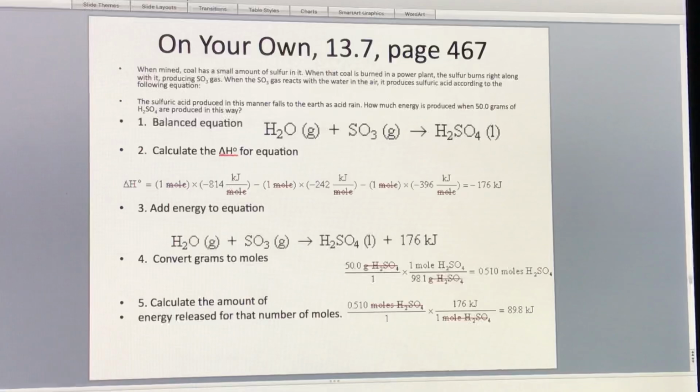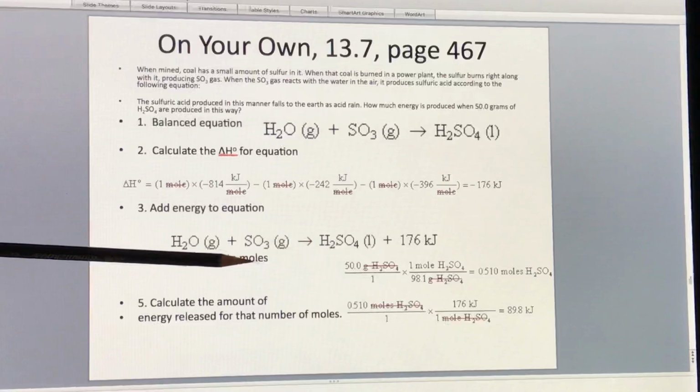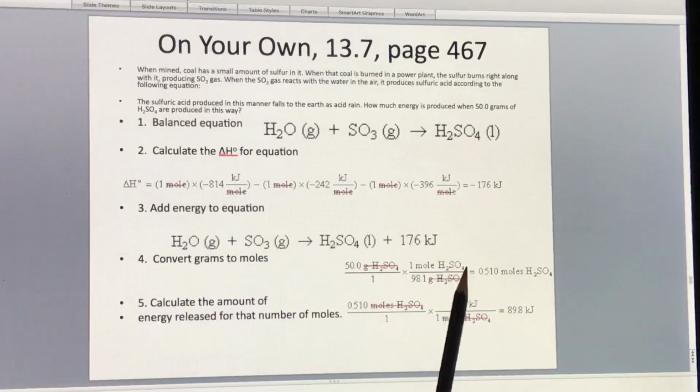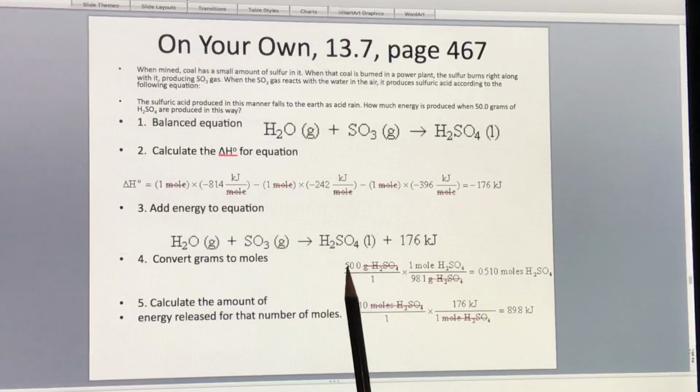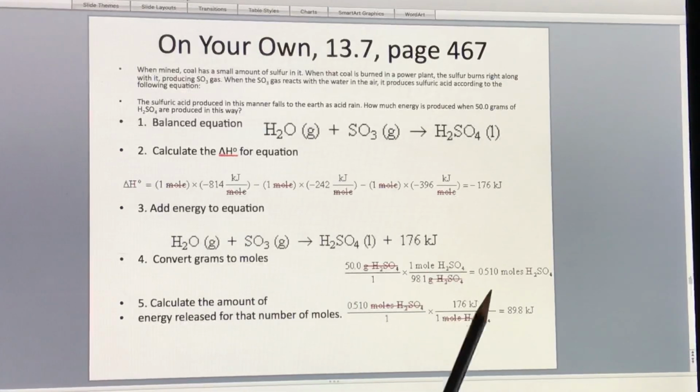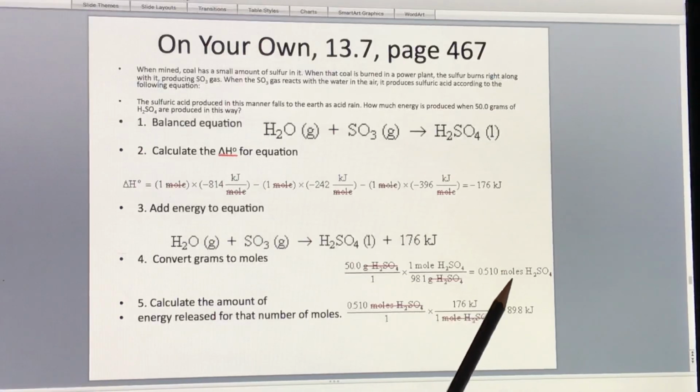Now we're given that we had 50 grams, so we have to convert grams to moles by computing the AMU for H2SO4, which is 98.1. So we multiply the grams times this conversion factor, which is basically the same as dividing it by the AMU of 98.1, and you know you have 0.51 moles.